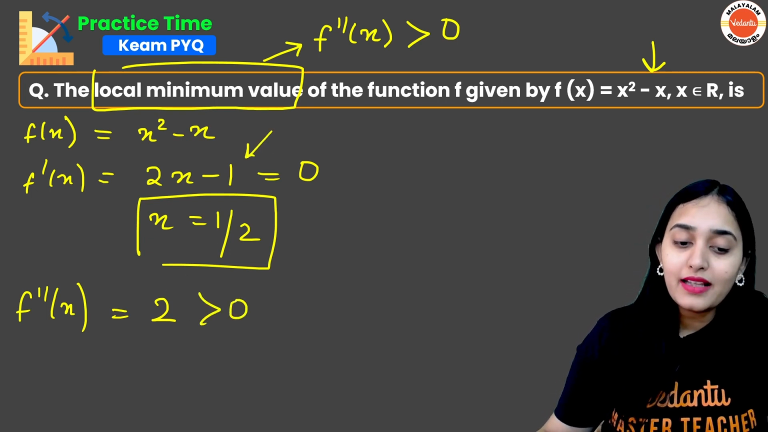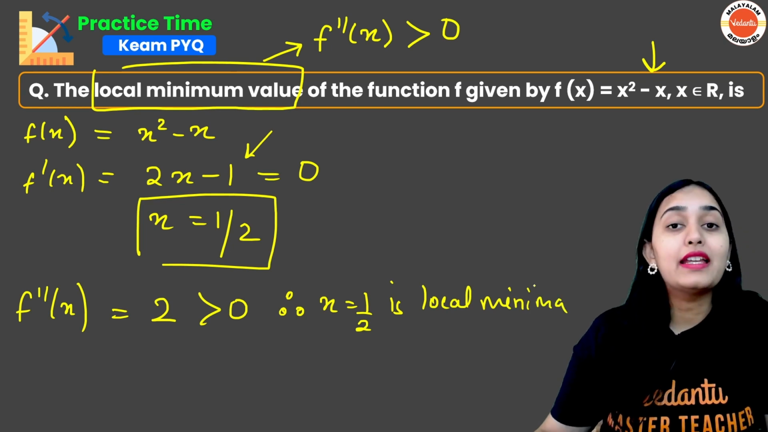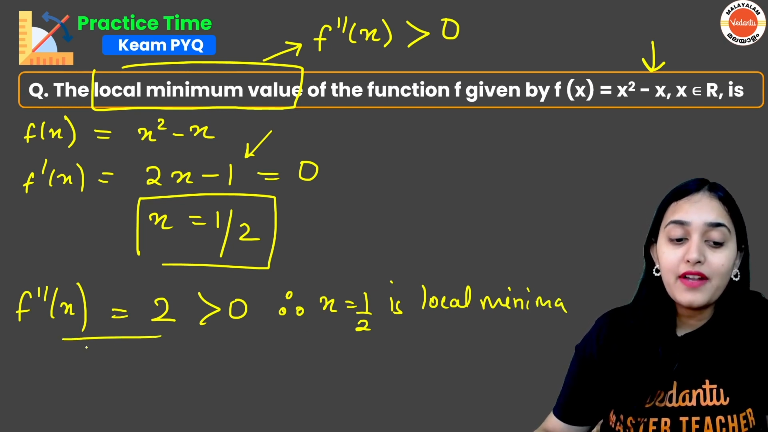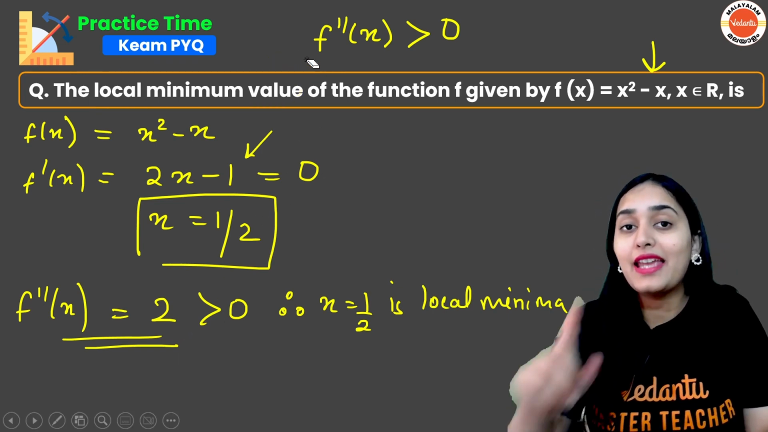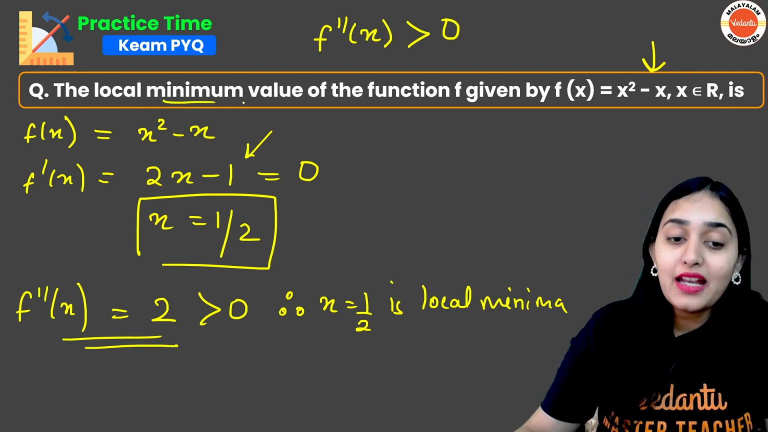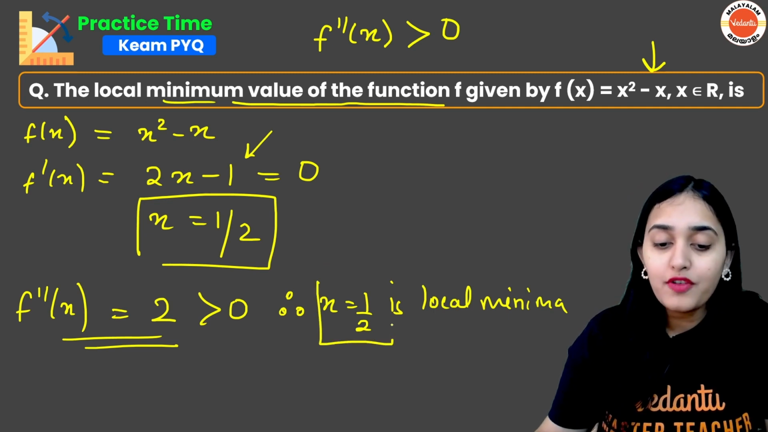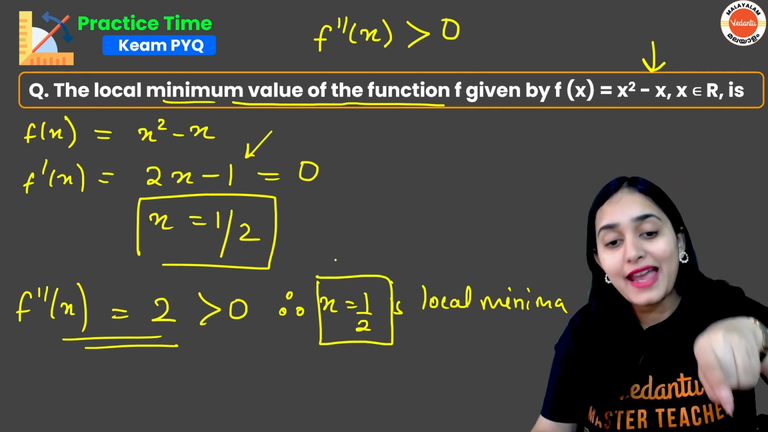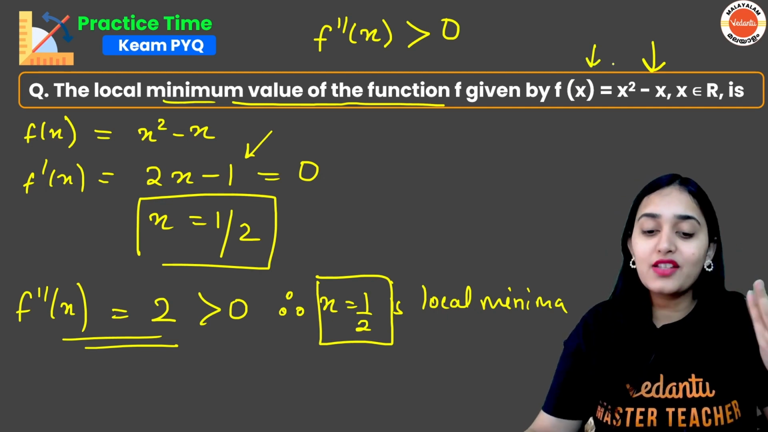Now 2 is greater than 0. Therefore, x is equal to 1 by 2 is a local minima. At this point, you are getting local minima because f double dash of x is greater than 0. But in the question, they are not asking for the point of local minima. They are asking for the minimum value of the function. So now you have got the value of x. Now they are asking what should be the value of my function at x is equal to 1 by 2.